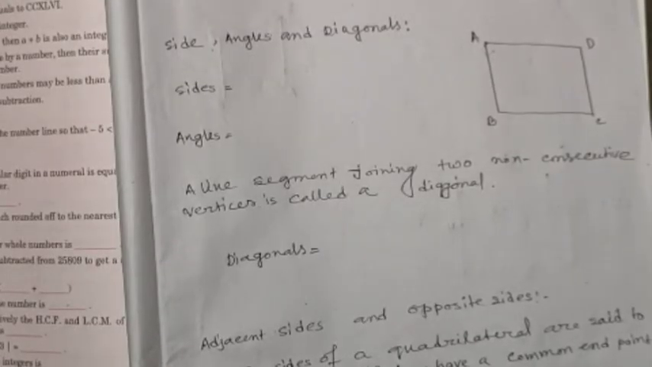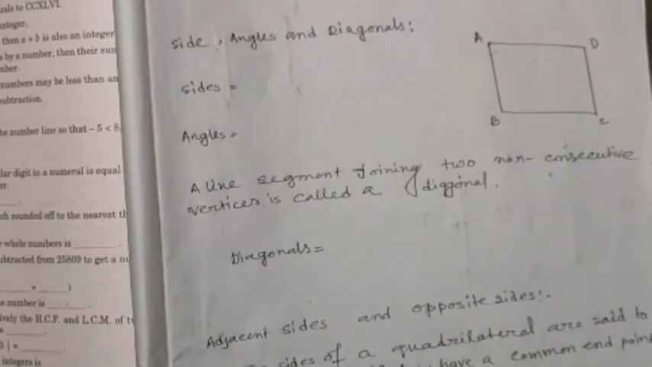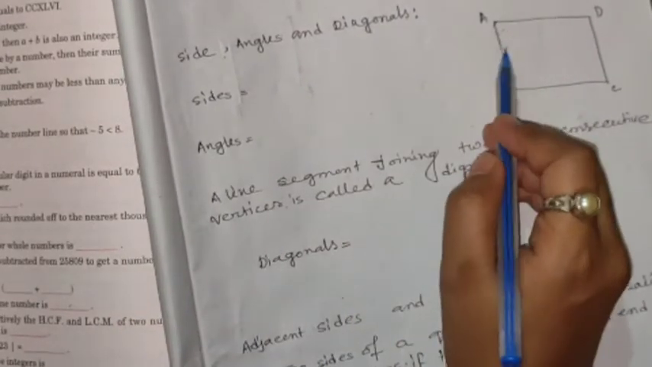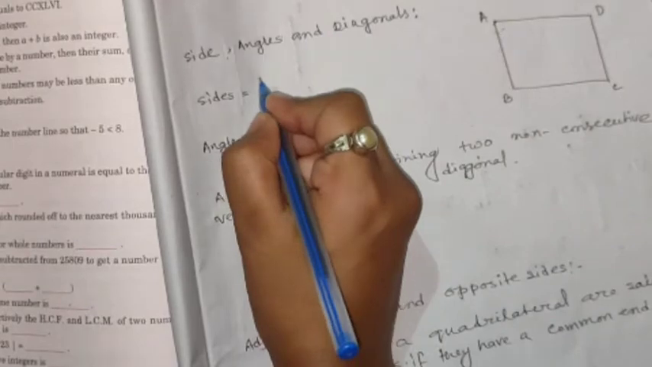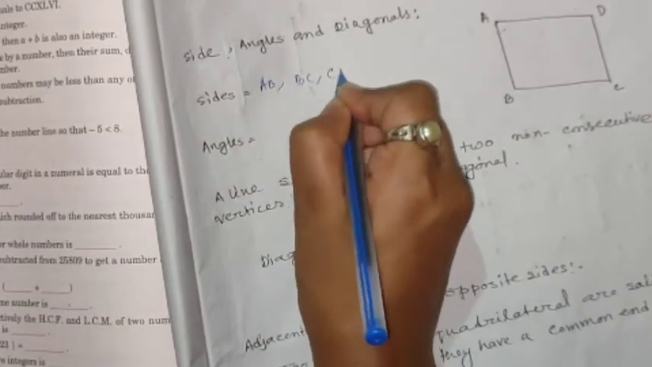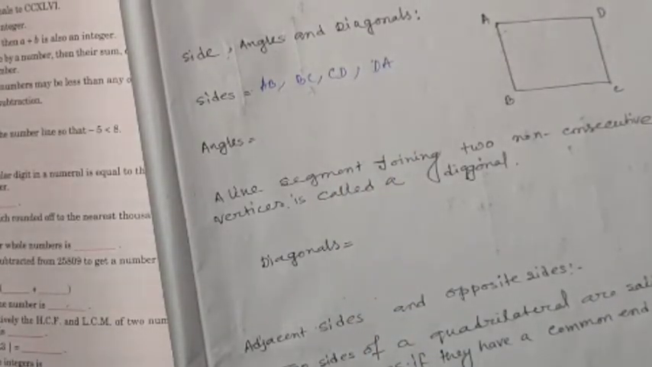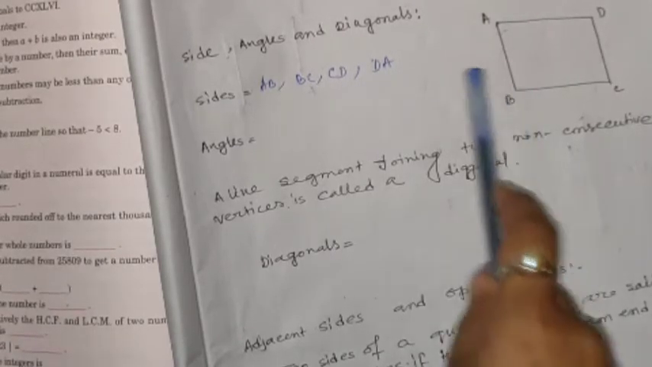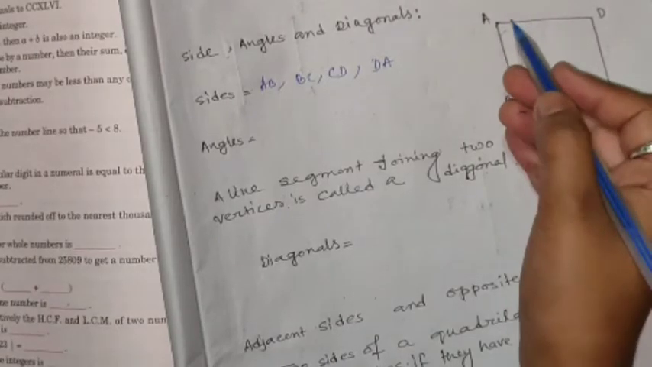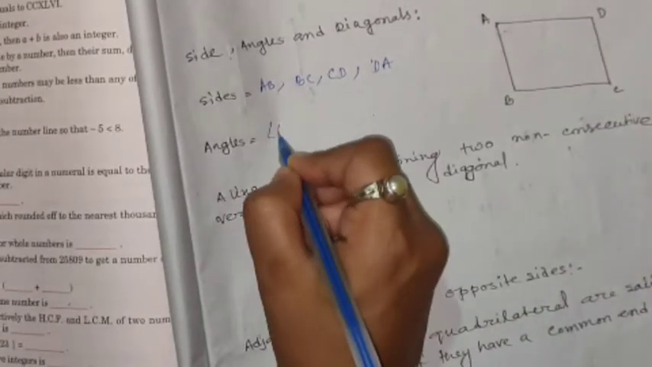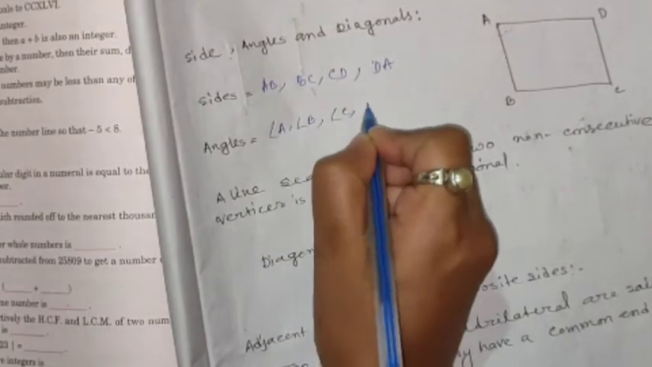Now we will learn about the parts of a quadrilateral: sides, angles and diagonals. Can you tell me how many sides there are in a quadrilateral? A quadrilateral has four sides: AB, BC, CD and DA. All the line segments which form a quadrilateral are called the sides of a quadrilateral. In the same way, there are four angles in a quadrilateral: angle A, angle B, angle C and angle D.